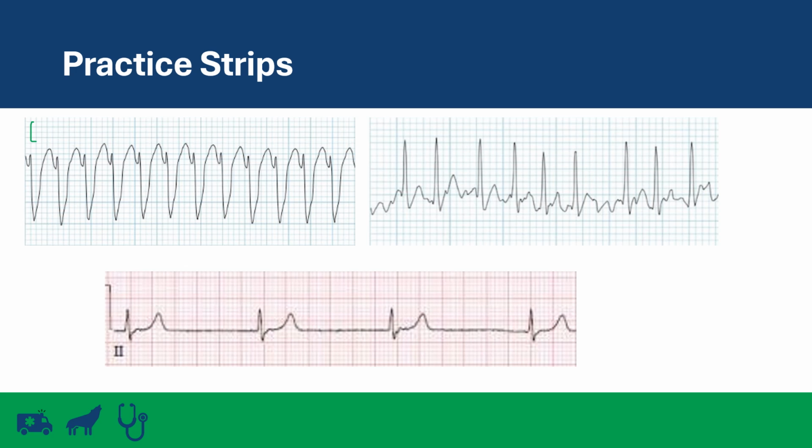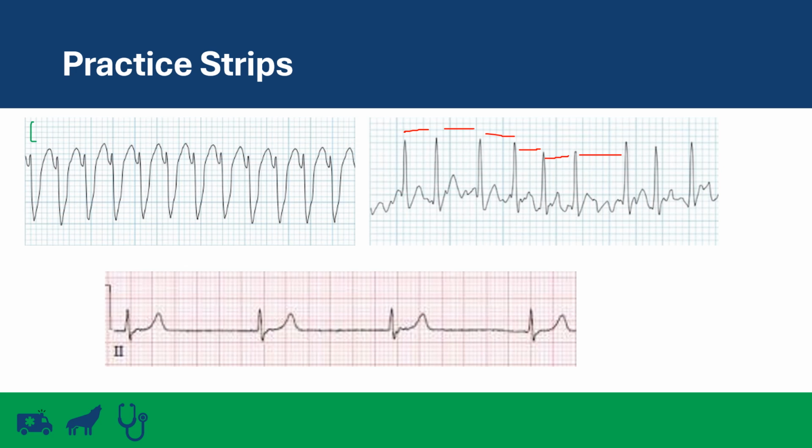Next, in strip 2, I've got a rapid, narrow complex rhythm. It appears to be irregular. It appears to be completely irregular. So because the QRS is narrow, I know it originates from above the ventricles. It is completely irregular, and I don't have any clearly defined P waves. So this is suspect for atrial fib with rapid ventricular response, or AFib RVR.